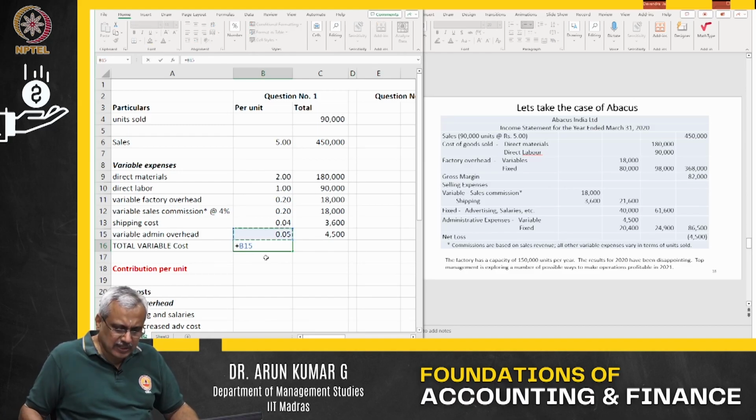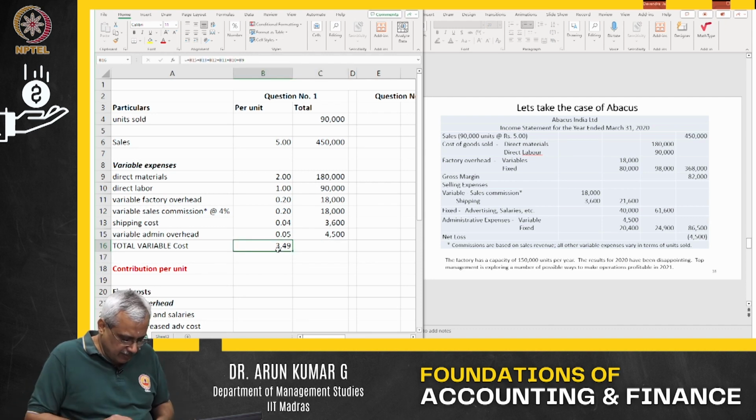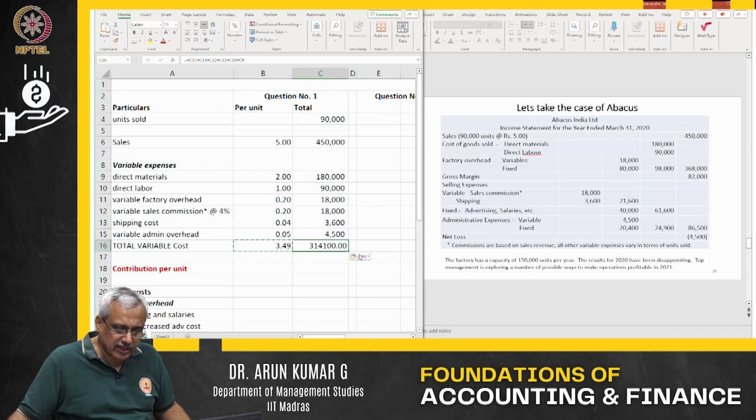Now, let us say total variable cost in this particular case. This is going to be my total variable cost here, 3.49. I am just going to copy it and paste it out here. That's what is going to be the number out here.